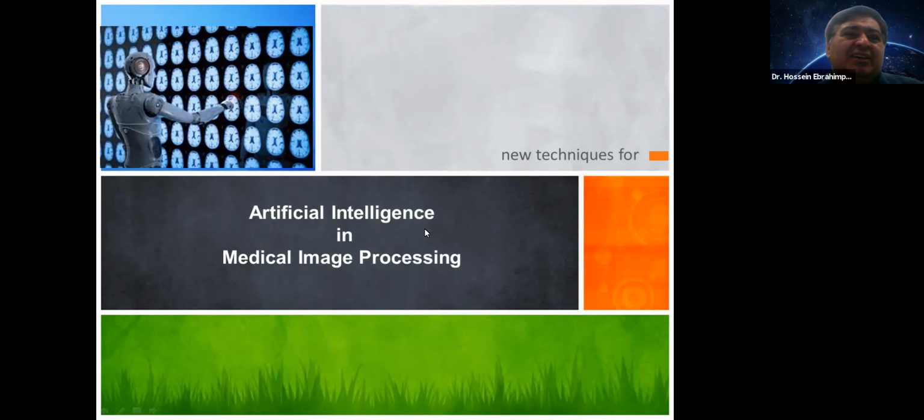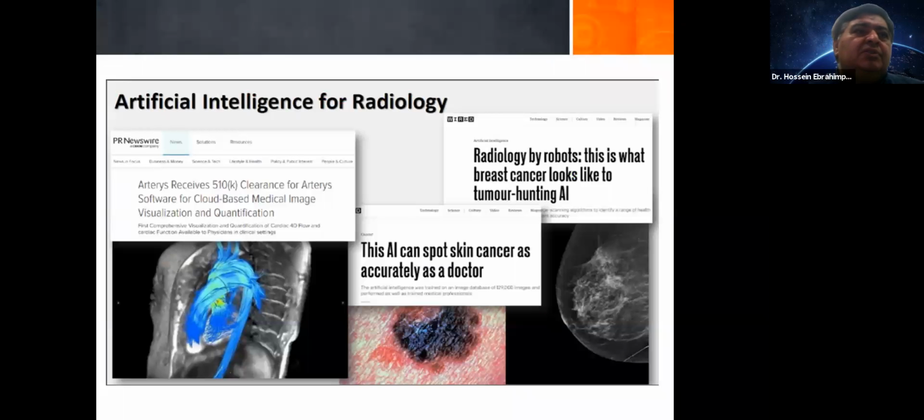The main idea for this session is using artificial intelligence for medical image processing, but we can use the same methods for many different other technologies. Let's start with some definitions and some applications.